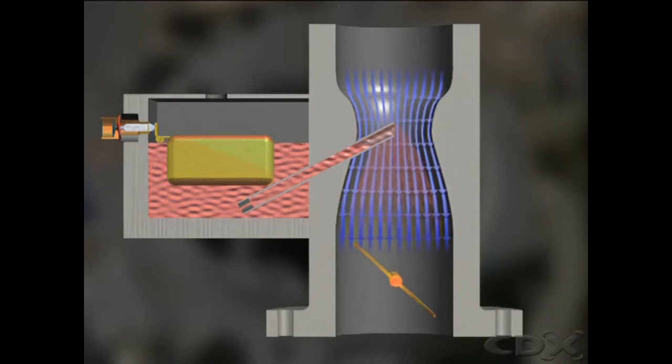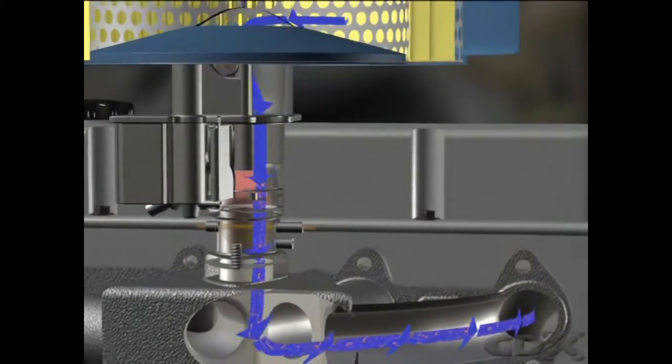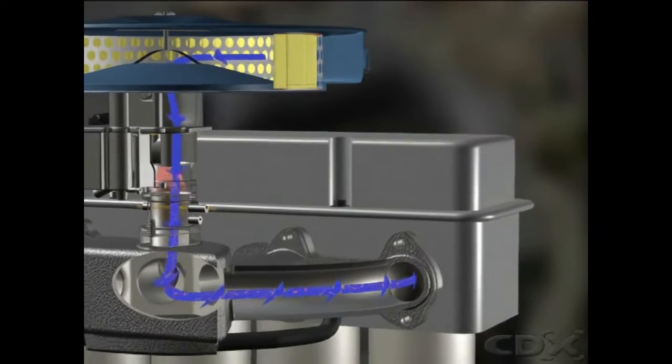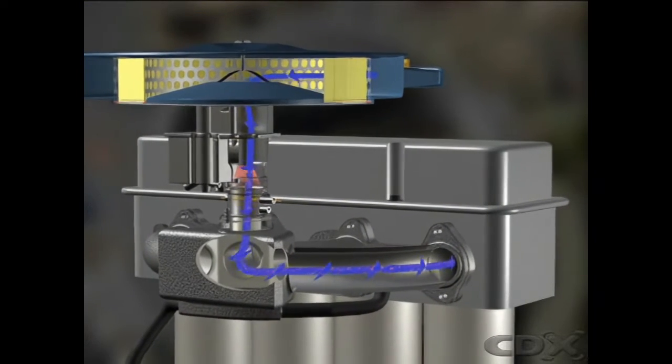The shape of the venturi constricts airflow and lowers pressure there. The pressure difference between the bowl and the venturi causes fuel to spray out of the fuel discharge nozzle. It mixes with the air, and the mixture passes the throttle valve and enters the intake manifold and the engine.